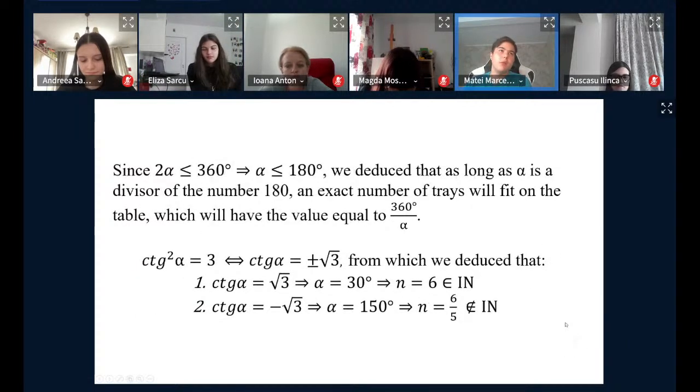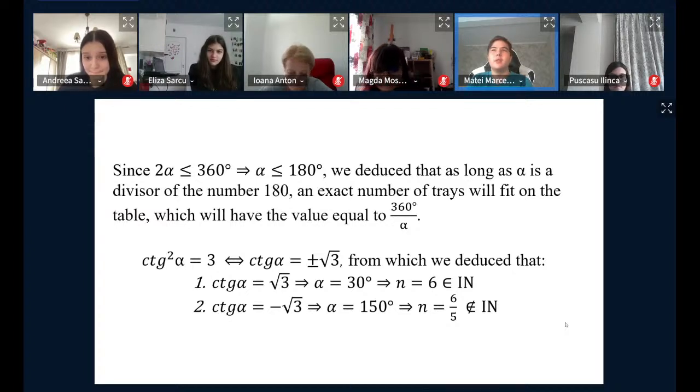Since 2 alpha is less than or equal to 360 degrees, that means alpha is less than or equal to 180 degrees. We deduce that as long as alpha is a divisor of the number 180, an exact number of trays will fit on the table, which will have the value equal to 360 degrees over alpha.